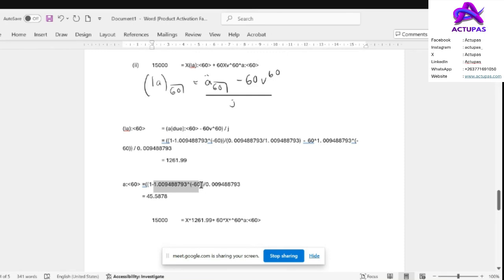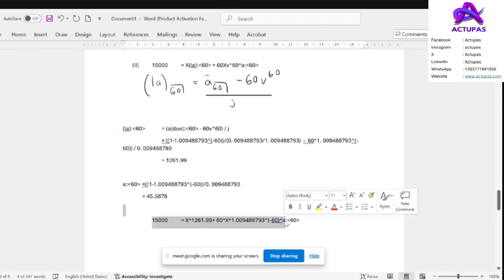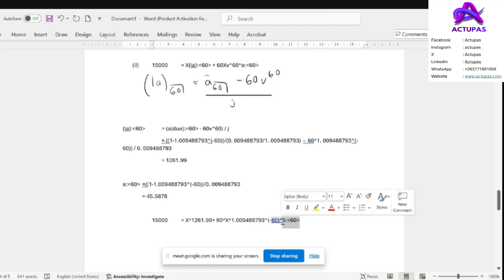This is our copy, paste to the power negative 60 by AU60. This is our AU. Copy it, not AU, A60, sorry. Paste it there. And then we make X the subject.